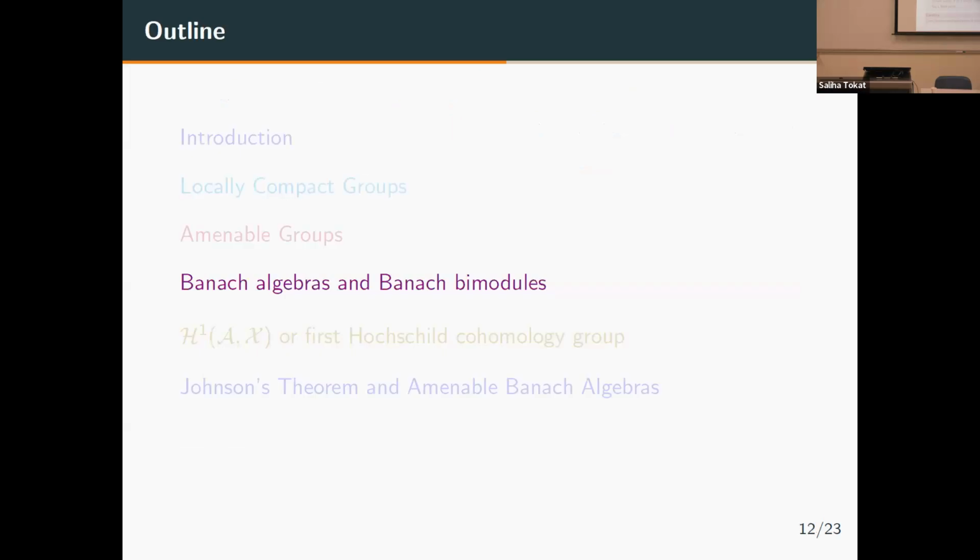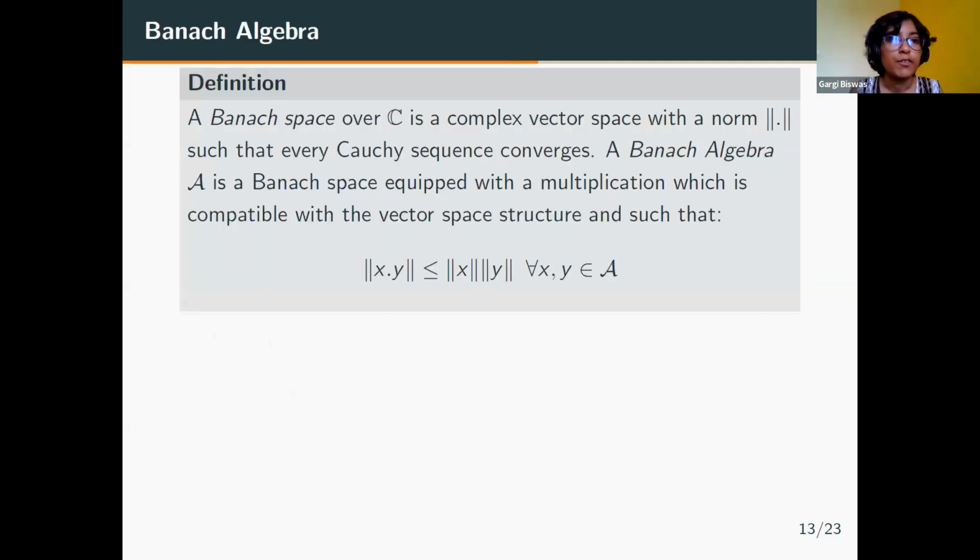Okay, so amenability done. Next, we come to Banach algebras and Banach bimodules, which we also have seen in Johnson's theorem. So first of all, what is a Banach algebra? A Banach space over C is a complex vector space with a norm such that every Cauchy sequence converges, and a Banach algebra A is a Banach space equipped with a multiplication which is compatible with the vector space structure. That is, it's distributive over vector addition and is also compatible with scalar multiplication, such that this condition holds: the norm of x·y is less than or equal to norm x times norm y.